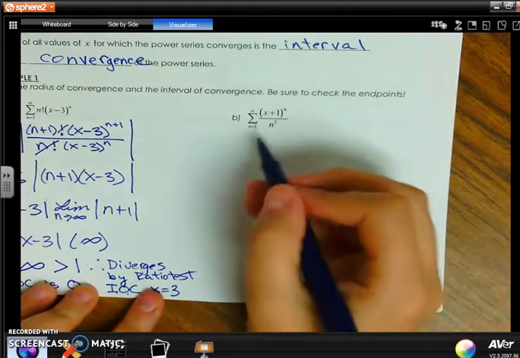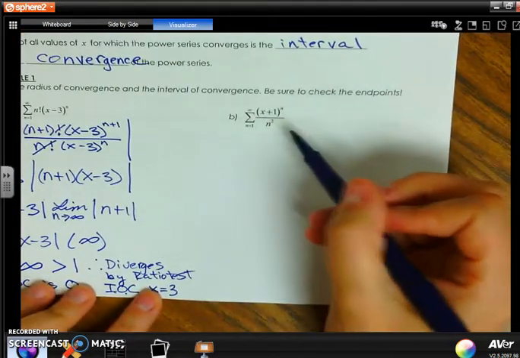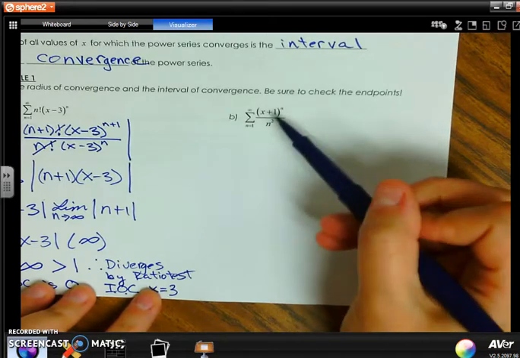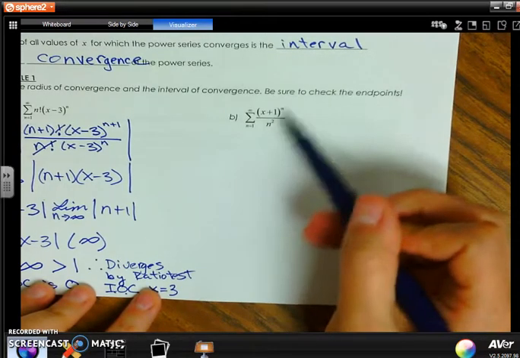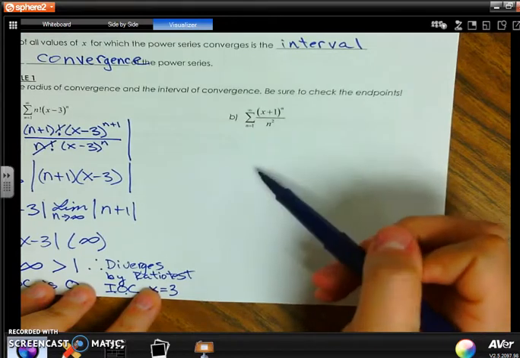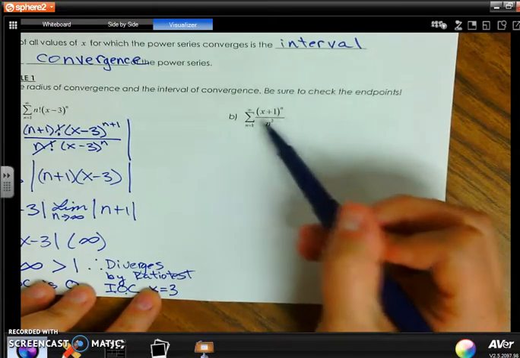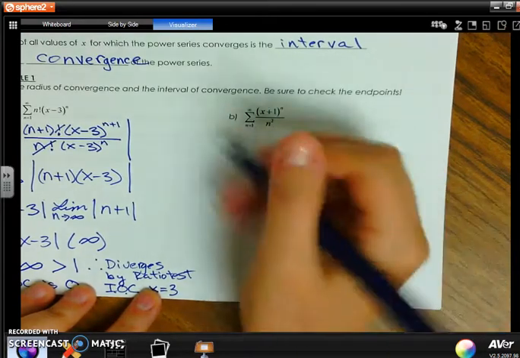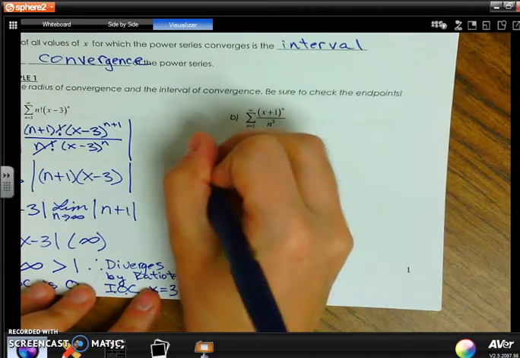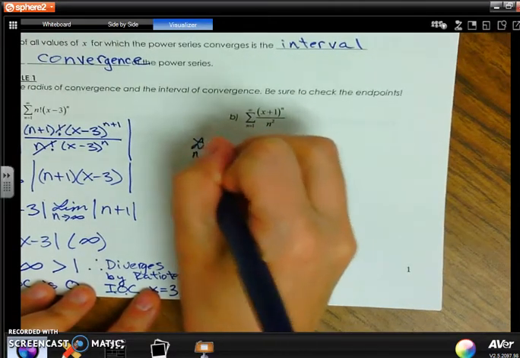Now in this example, I'm going to use the ratio test again. But when I plug in an n plus 1 wherever I see an n, remember I have to divide by the original. So instead of dividing by the original, I'm just going to multiply by the reciprocal here. So I'm going to start this one over here, and I'm going to say the limit as n approaches infinity.